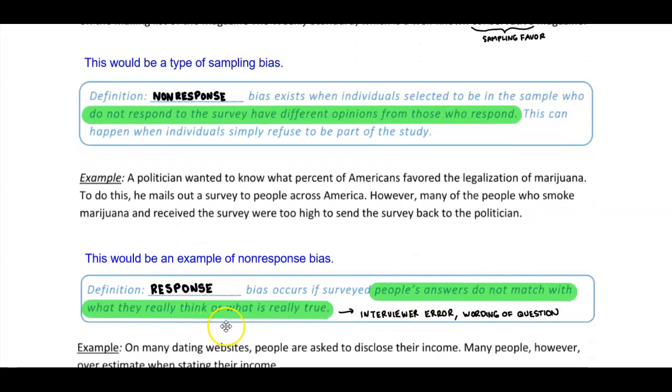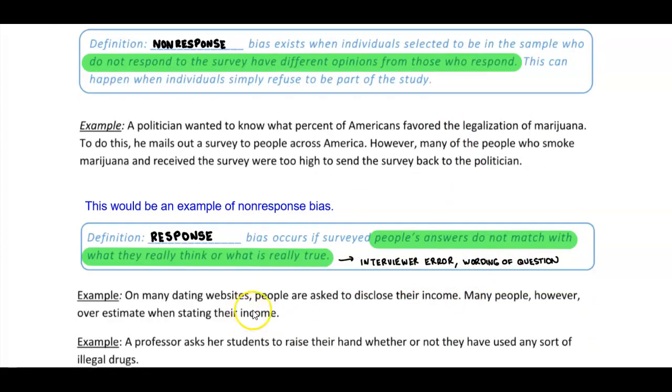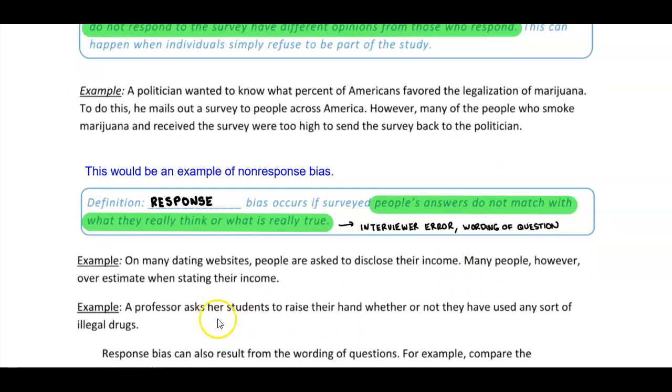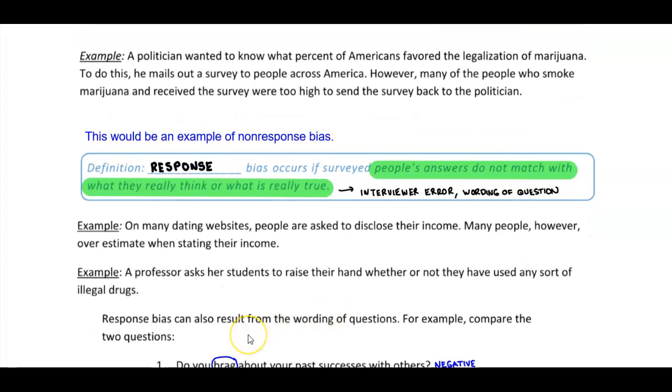Now, a response bias occurs if surveyed people's answers do not match with what they really think or what is really true. And that could be because of an interviewer error or the wording of a question. So, for example, on many dating websites, people are asked to disclose their income. Many people, however, overstate when stating their income. Another example, a professor asks her students to raise their hand whether or not they have used any sort of illegal drugs. Now, a response bias can also result from the wording of questions.